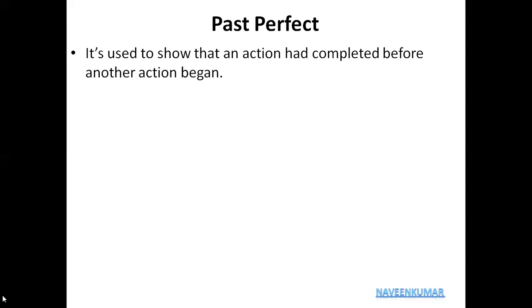So let's see the graphical representation of this. Here action 1 started and it got completed before action 2 began. Now we are talking about these two actions. Action 1 started and it got completed before action 2 began. Remember, both action 1 and action 2 got completed in the past. We are discussing two actions which happened in the past, but action 1 got completed before action 2 began. That is past perfect tense for you.